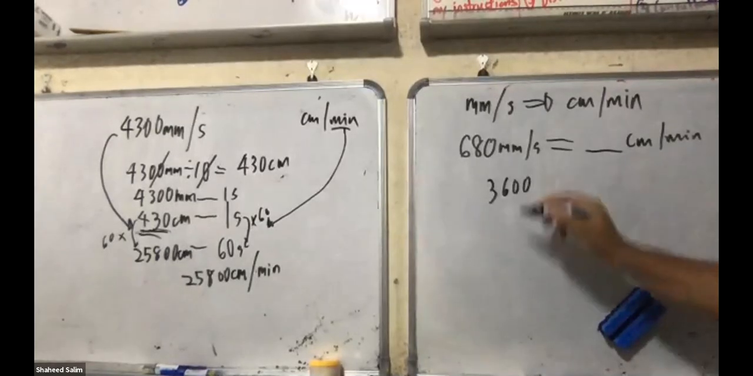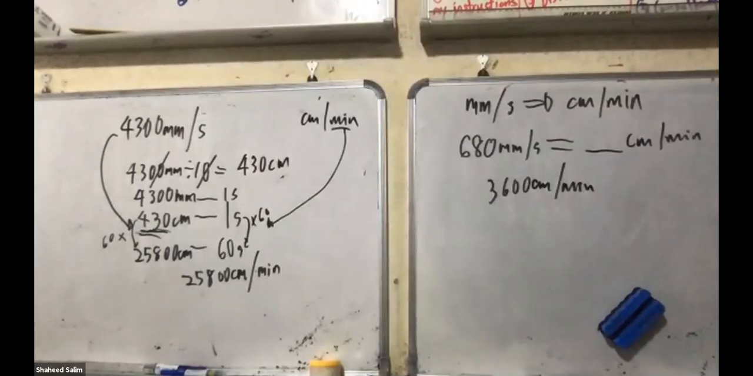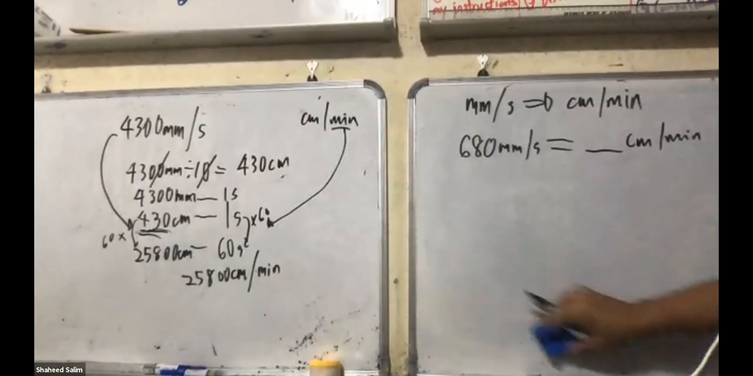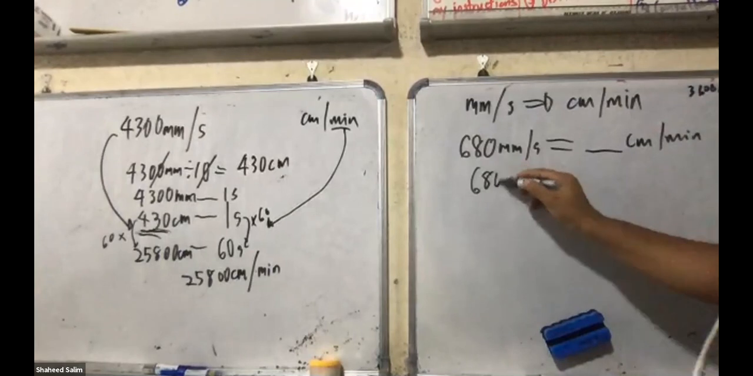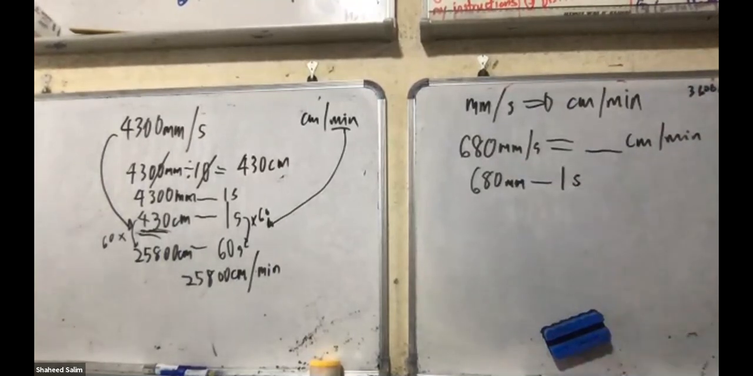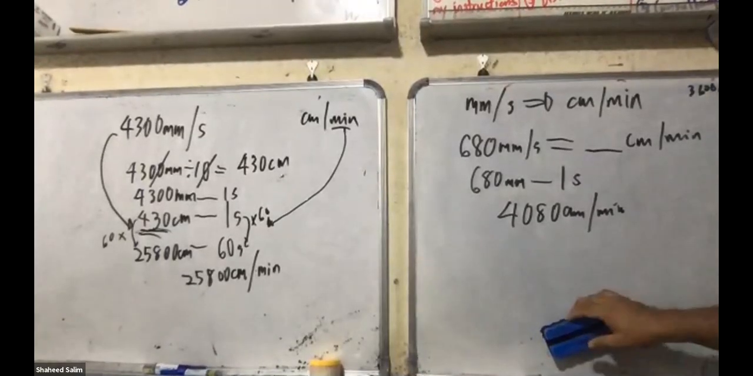3600. 3600 cm per minute. Is that the one? Yeah. How do you get this? Okay, I write your answer down here, 3600. How do you get this? So let us go step by step. 680 millimeters in 1 second. Change this to cm first. How to change to cm? I think you're going to change. 4080. Okay, 4080 cm per minute. This is correct. Okay, now I'm going to give you another one to change.